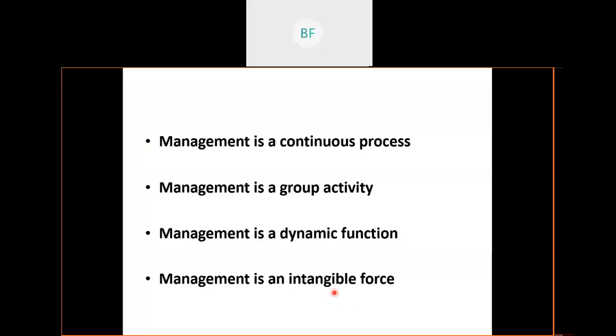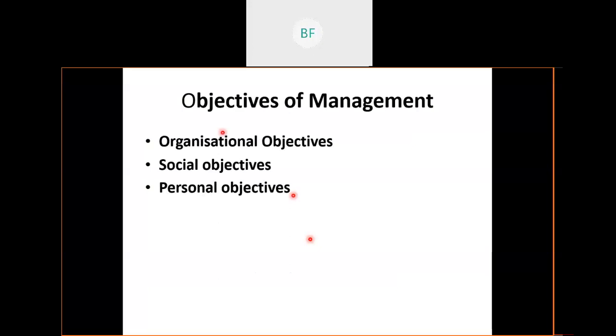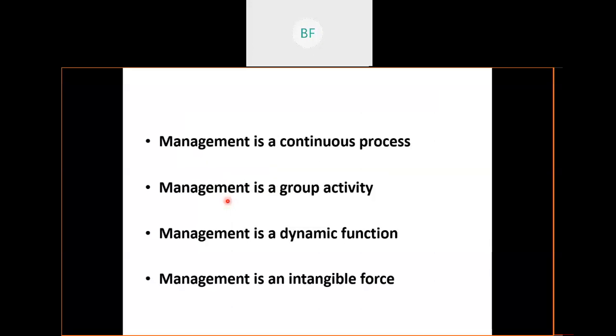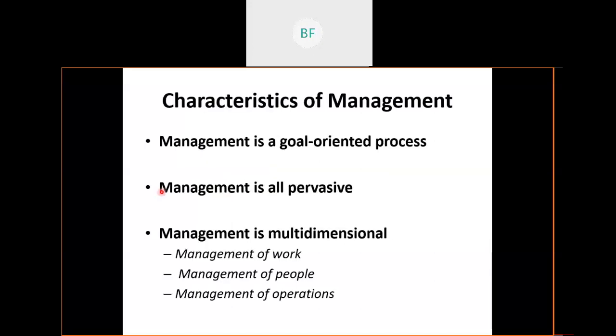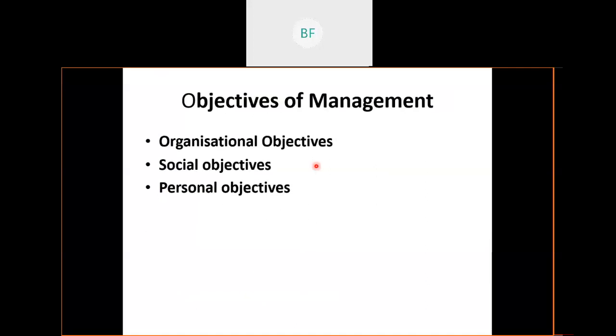The next topic that we'll be talking about in today's session is the objectives of management, where we have three objectives: organizational objective, social objective, and personal objective. Talking about the first one, the organizational objective, I also told you when I was talking about management as a goal oriented process that no organization will be set up without any targets or goals. So every organization will have its own targets and its own goals.